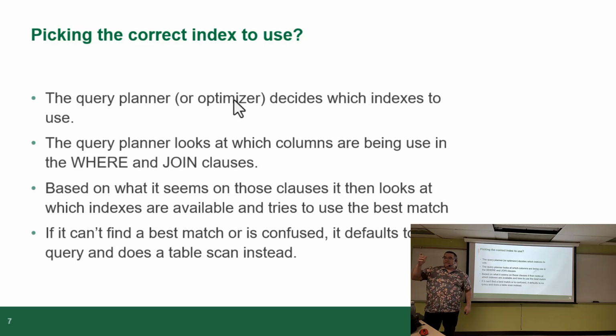Based on what it sees in the join and the where clauses, it determines which index to use. If it can't find a best match, as in it can't find the best case scenario, or it gets confused, it defaults to no index query, and it does a table scan. Table scan means row 1, row 2, row 3. So it reads all the records for all the tables and then does the assembly in memory. You try to avoid table scans as much as humanly possible because that's really, really bad.